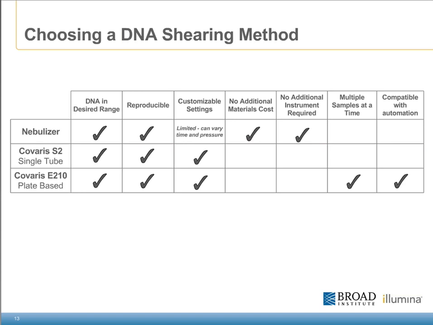The Covaris instruments also give you DNA in the desired range and are reproducible. They're more customizable because you have 5 different settings that you can vary. But the drawback with them is that they do require significant capital investment because they're instrumentation. But for the E210 model, the reason we chose it is because it can shear multiple samples at a time. And because it's in a 96-plate format, it's compatible with our automation that we have here. So basically, choosing a shearing method comes down to what your particular lab is looking to achieve.